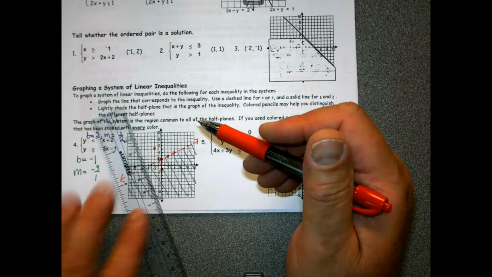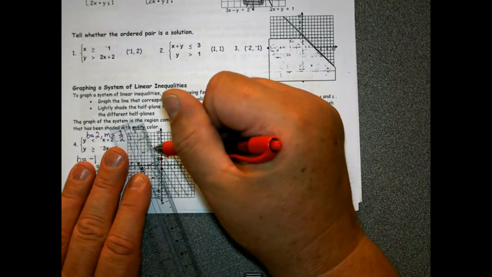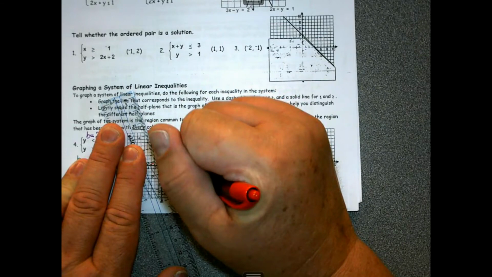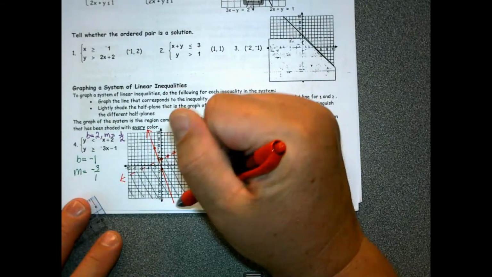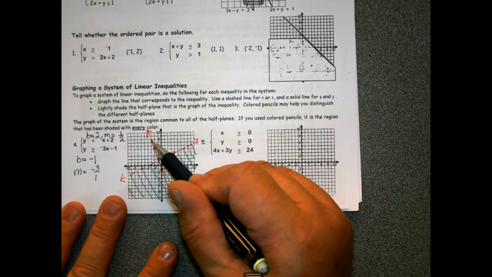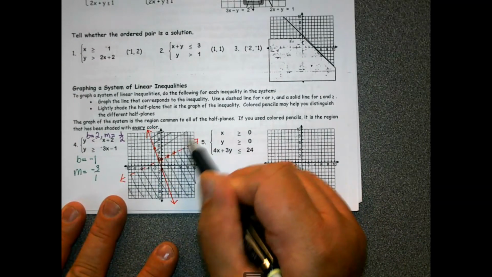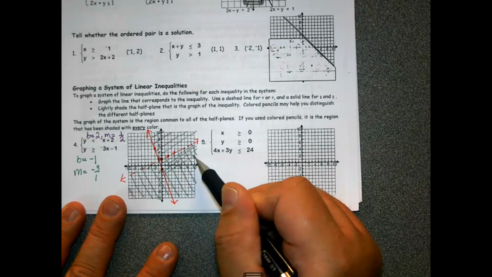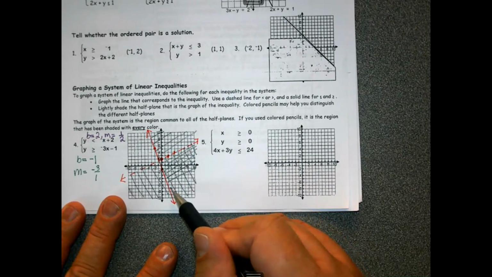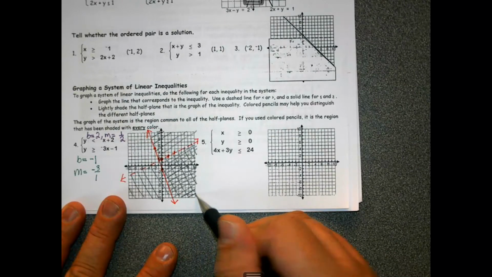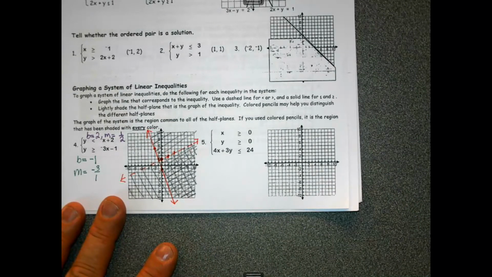Do I have a solid or dashed line? Solid. Do I shade above or below? Above. Now, do you see where they overlap? That's my solution set.